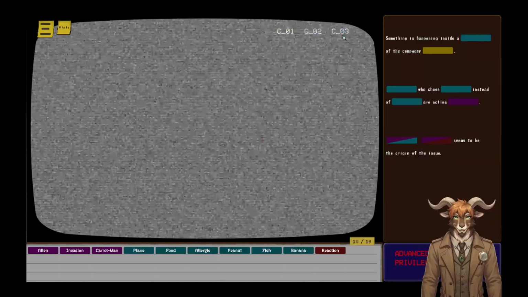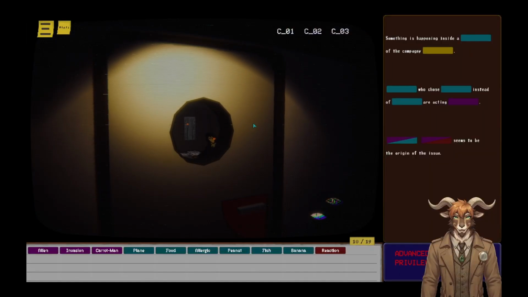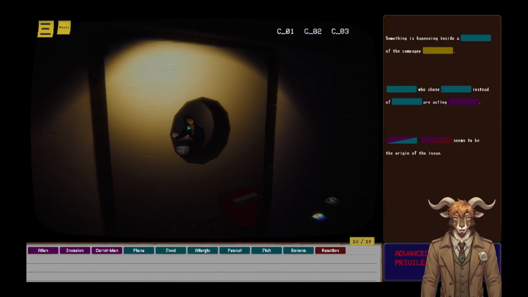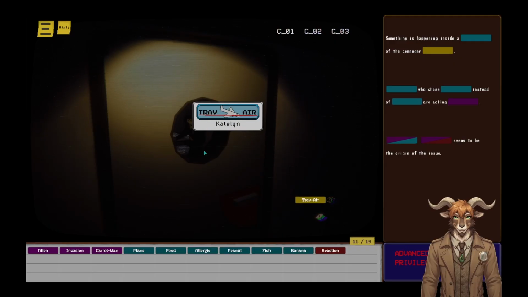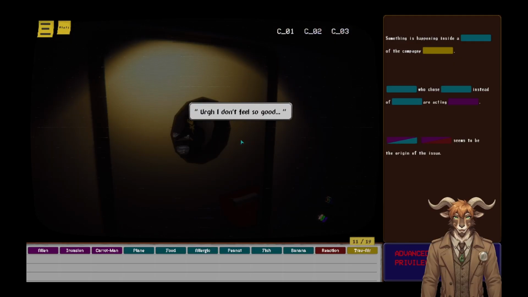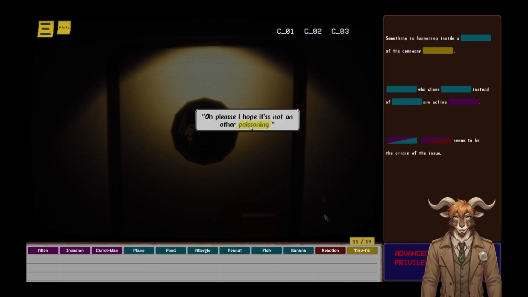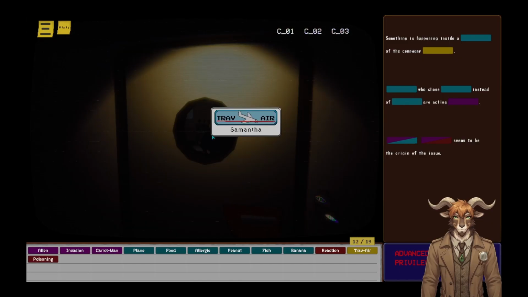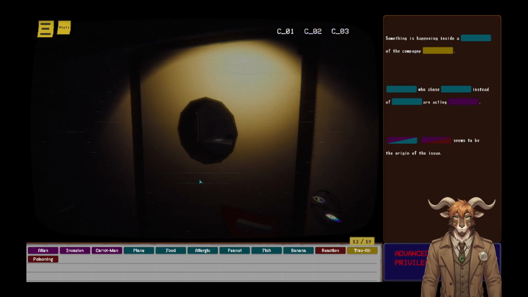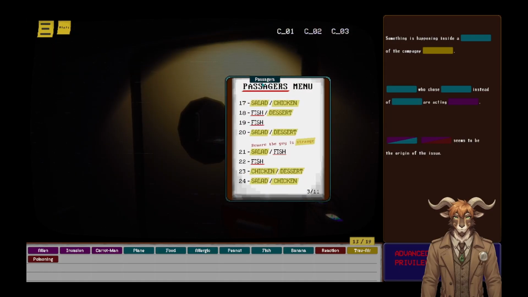Now, number 3. So he might be the lizard man, right? Or he might just be a guy with green skin and allergies. Travier. Oh, God, I don't feel so good. Oh, please. I hope it's not another poisoning. So she's a snake lady as well. There's 2 snake lady. But I think that the other guy just has lisp.